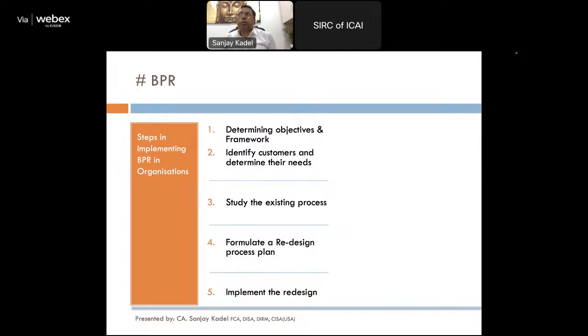So in these 5 steps, you can approach a BPR project, a business process re-engineering project. In bigger companies, generally they take up such projects. It may range from 6 months to 12 months to 15 months, 18 months also sometimes, to carry out this BPR project.